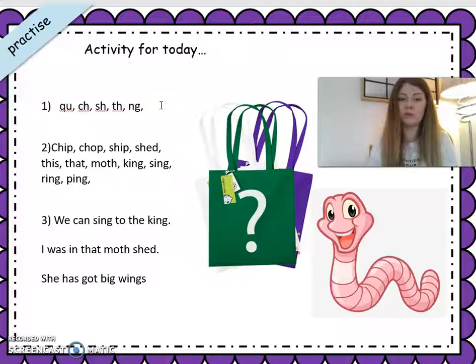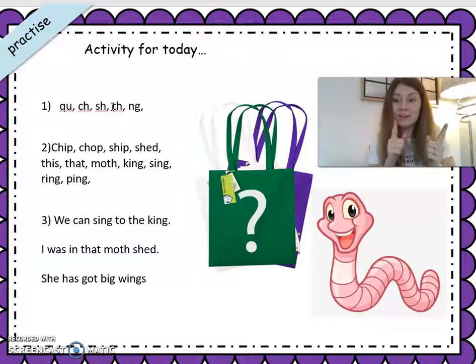Now, what you are going to do is I would like you to either print off the words that are suggested here or just write them on a piece of paper. And then on one piece of paper, you'll write the digraph ng. On another piece of paper, you'll write the digraph ch. On another, sh, and so on. And then you're going to put all of these into your bag. And then you're going to play a lucky dip. So you'll put your hand into your bag, pick one out, and read it.